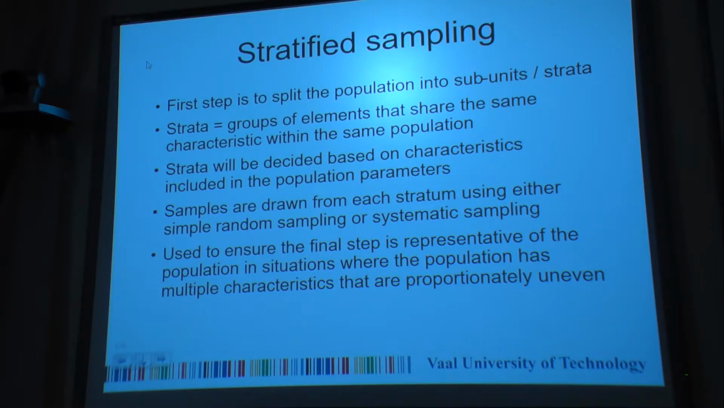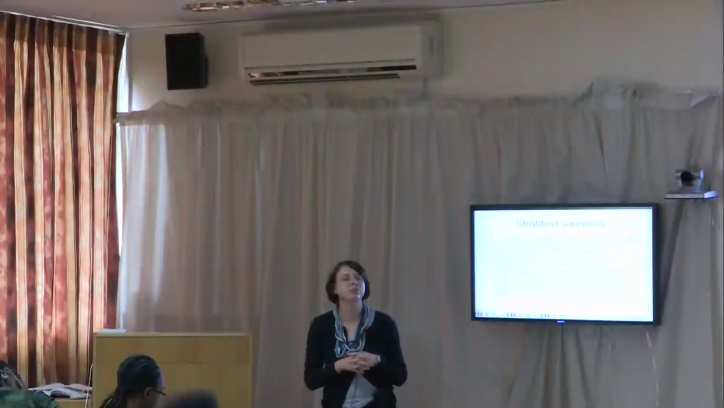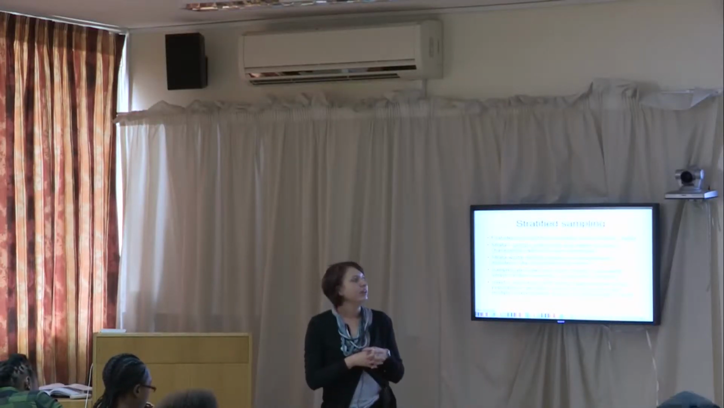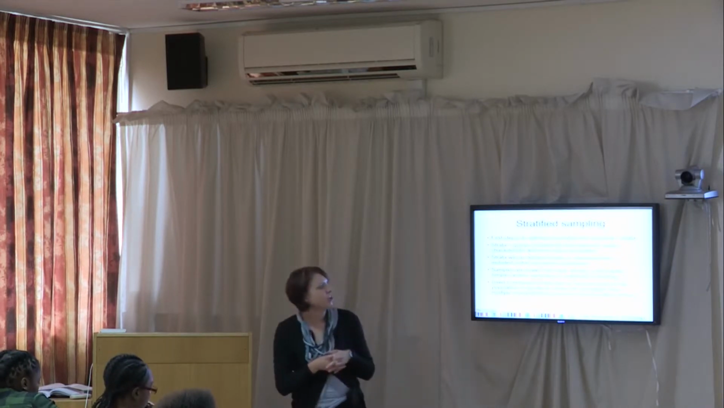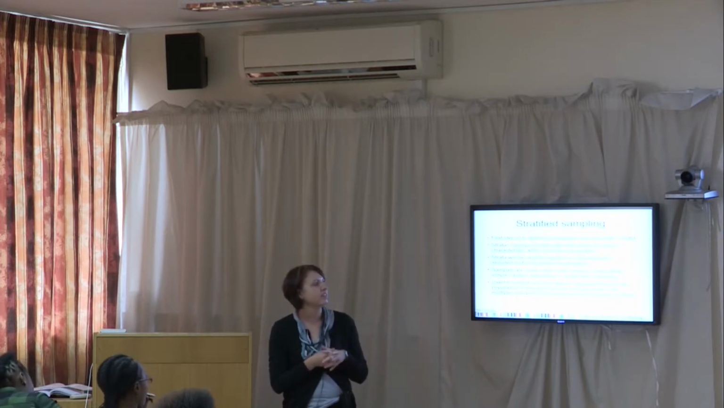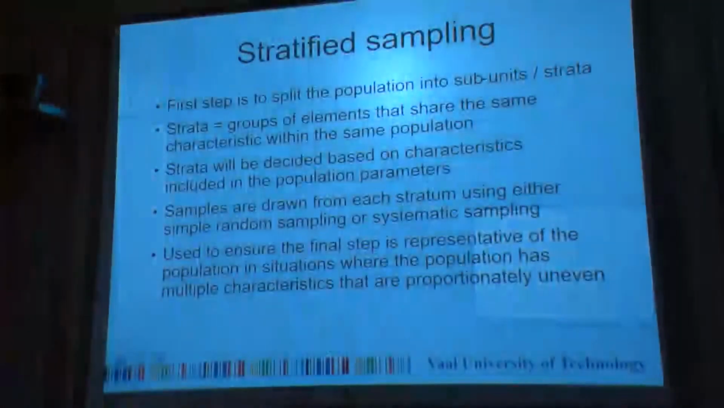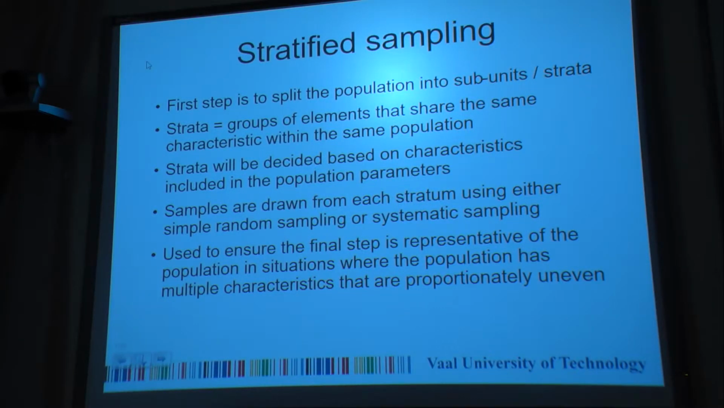Stratified sampling is a bit more complex. Here you need to split your population. Remember, the population is everybody that meets the characteristics to be part of your study. You can group them into subunits, or we can call them strata. Strata are groups of elements that share the same characteristics within the same population. Strata will be decided based on characteristics included in the population parameters. Samples are then drawn from each stratum using random sampling or systematic sampling.